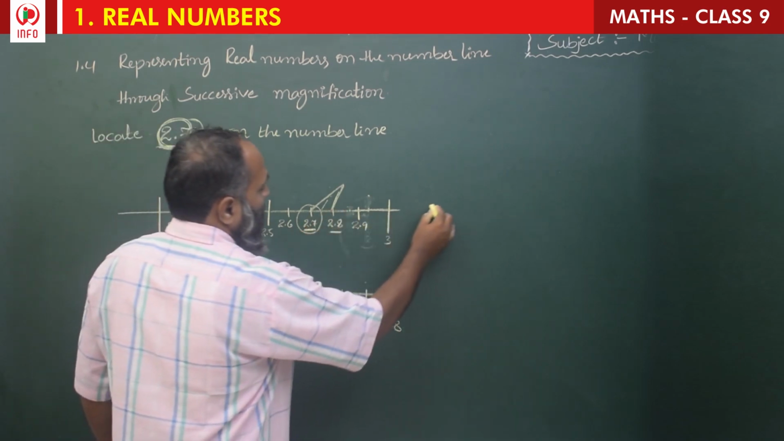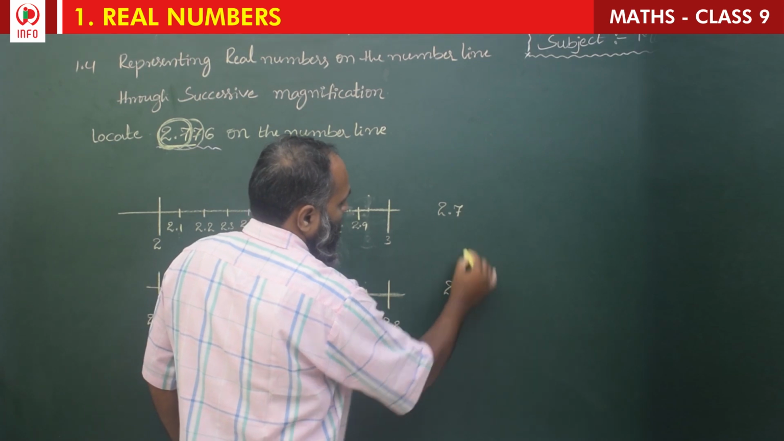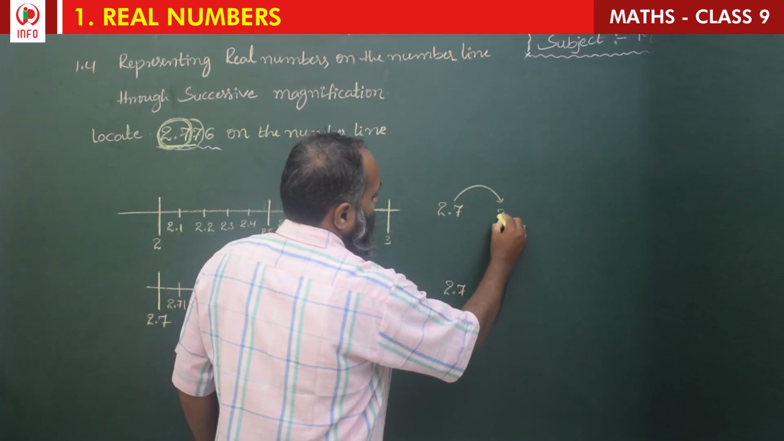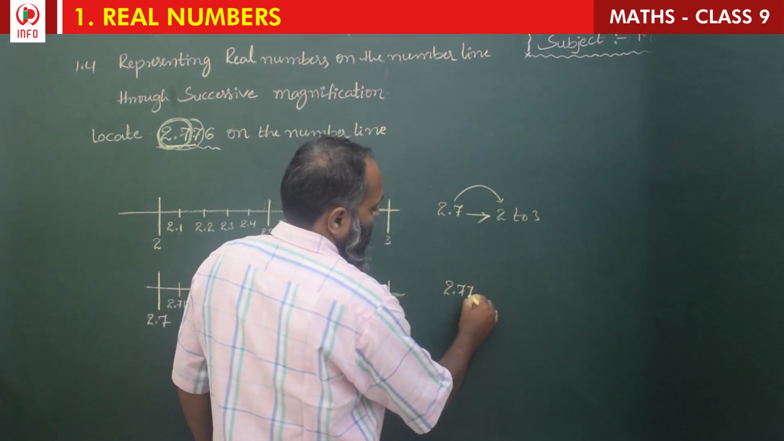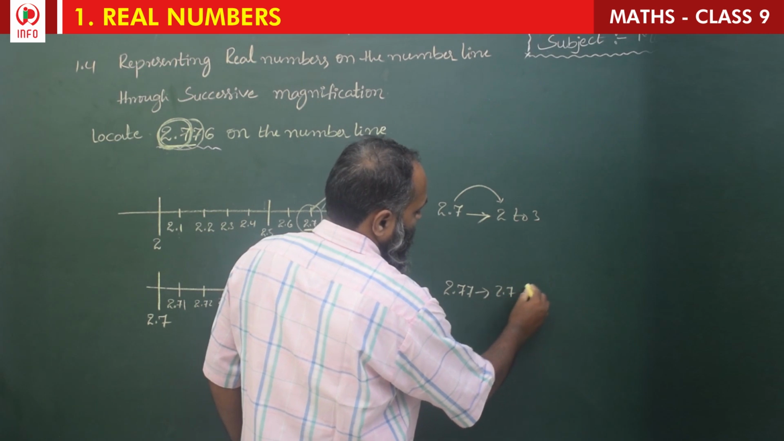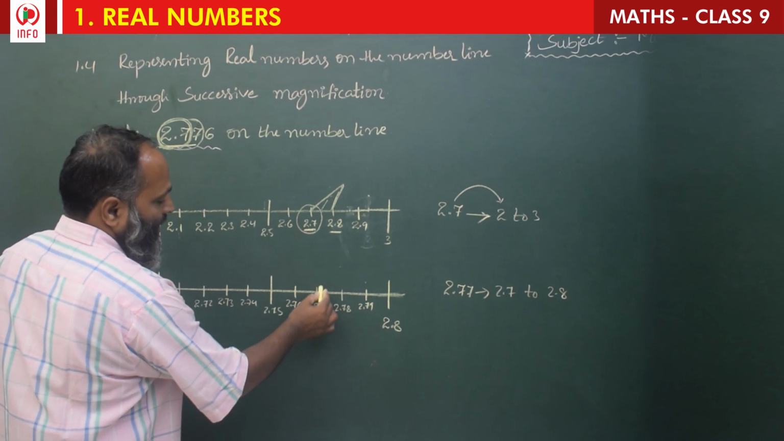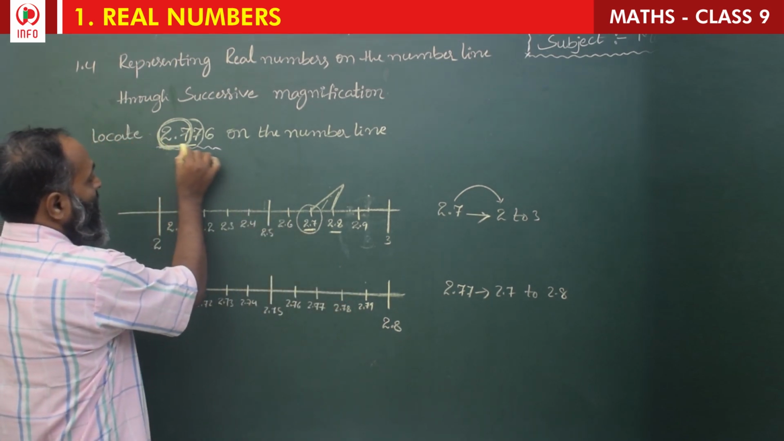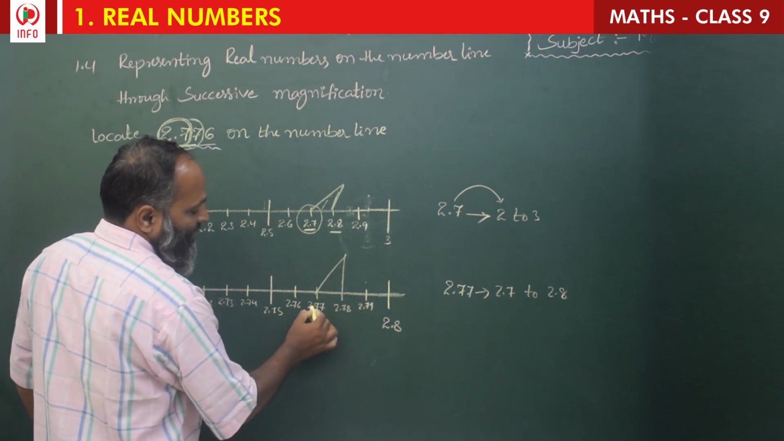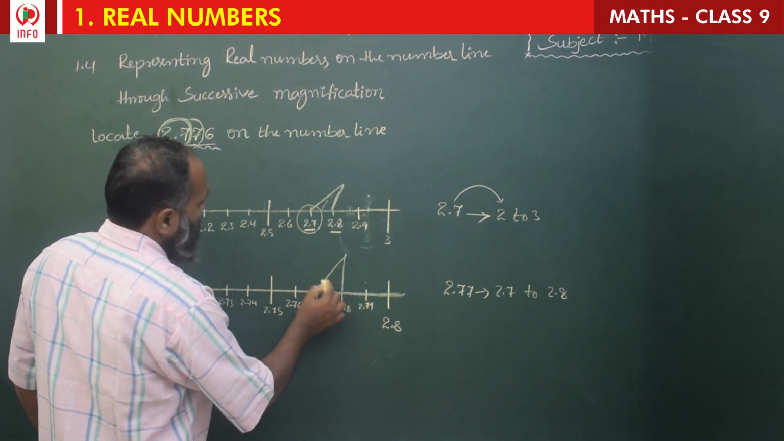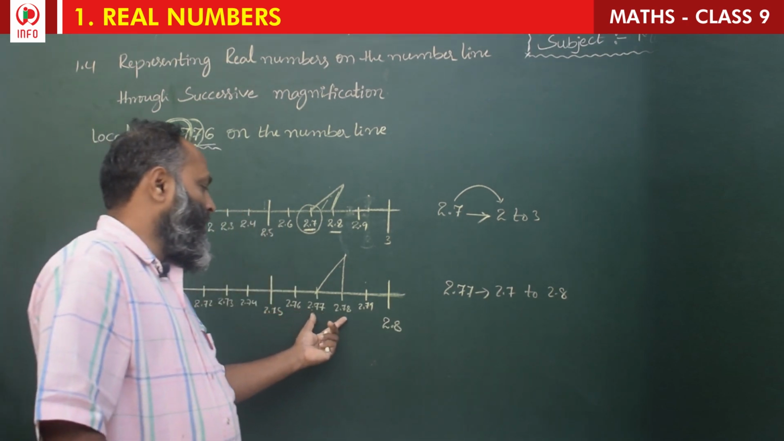Now, first we should look at the single digit, then the tens digit, then 2.77 double digit. Till 2.7 we locate. So 2.7 is in between 2 to 3. 2.77 is in between 2.7 to 2.8. Here we have 2.776, so 776 is in between 77 and 78. So 2.776 is in between 2.77 and 2.78.